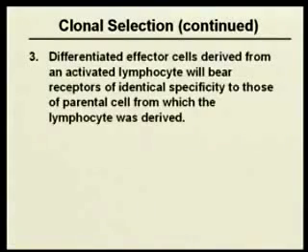The third part is that once you have activation of the cell, all the progeny of that particular cell will have the exact same receptor. So if you have a T cell that binds to a particular antigen, it becomes activated and divides, and each one of the cells resulting from that division will bear the same receptor.